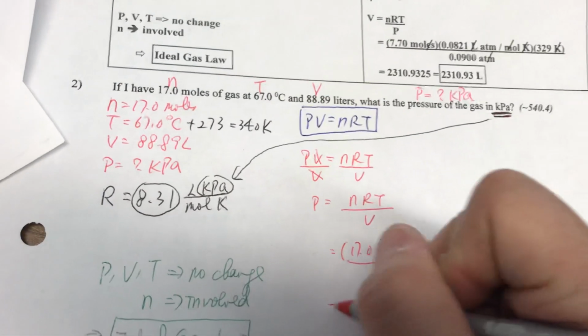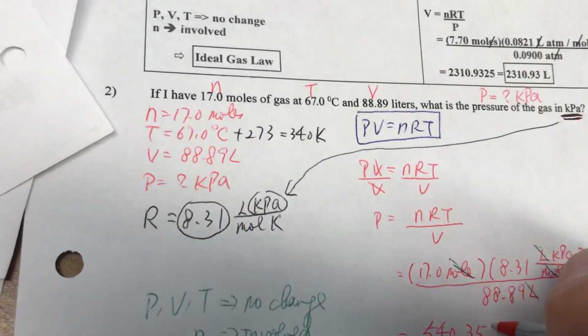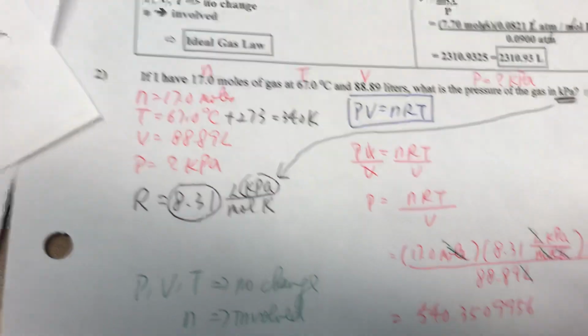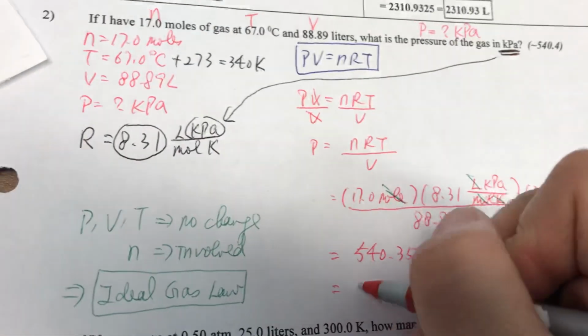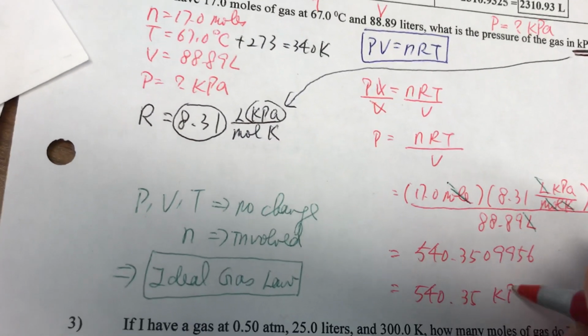Okay, and then if you do the math, you get 540.35 kPa.